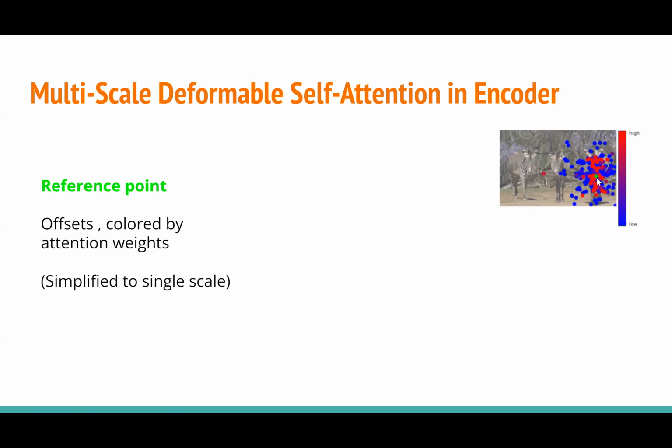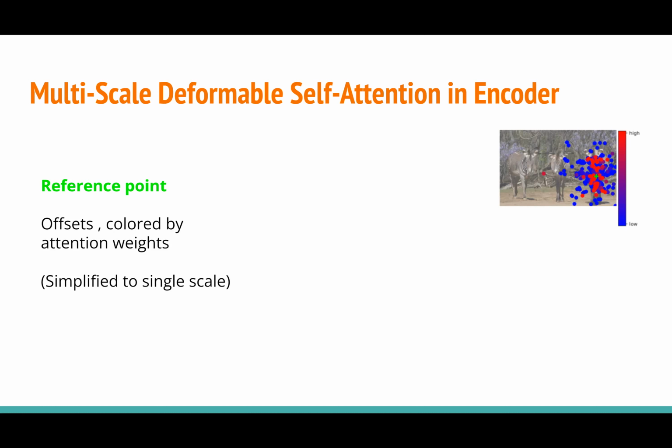So we have our reference points here, and in blue and red you can see the offsets. The offsets are colored by their attention weights, blue for low and red for high. Here you can see a reference point being on one of the zebras. And because the model has been trained, we can see that most of the offsets are actually on the zebra itself, and most of the high attention is on the zebra. Then we have outliers all around the image, which are less important.